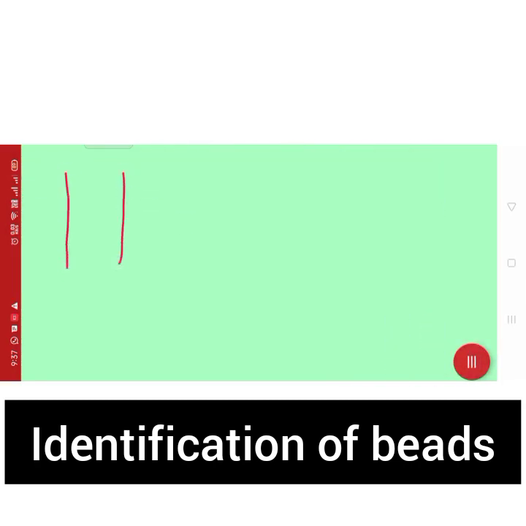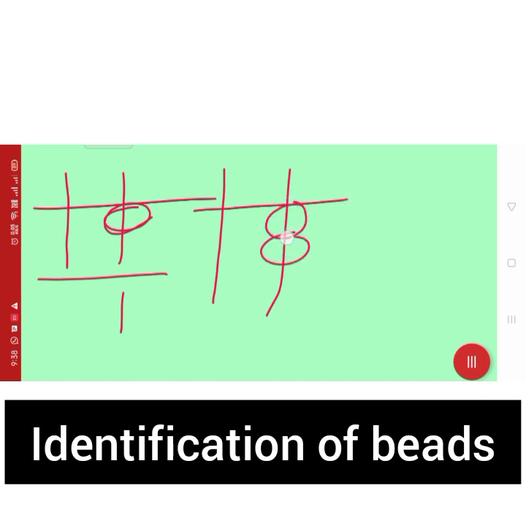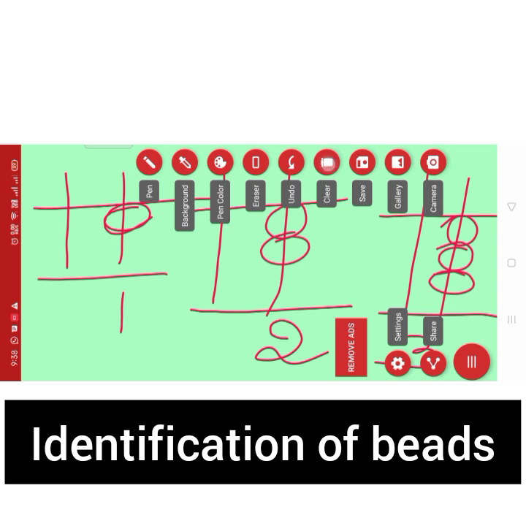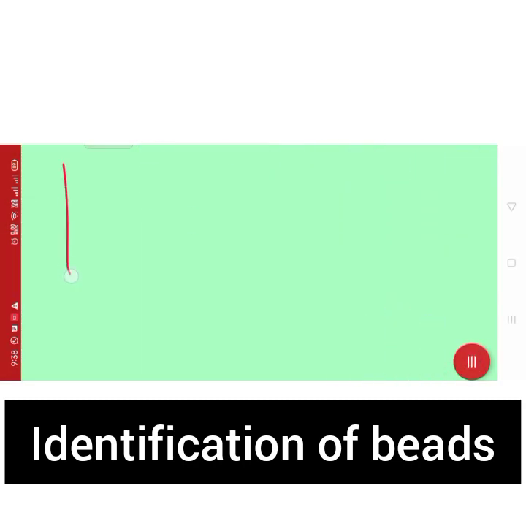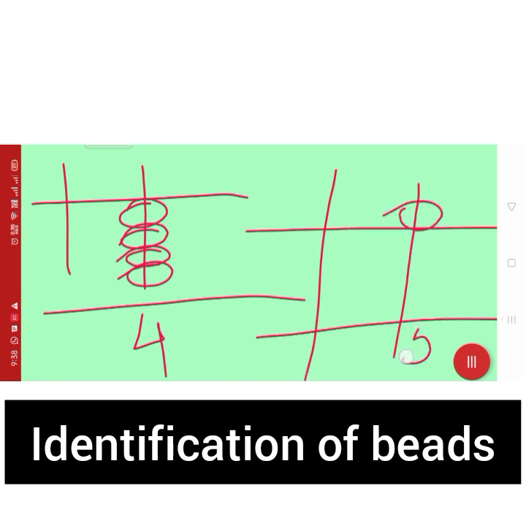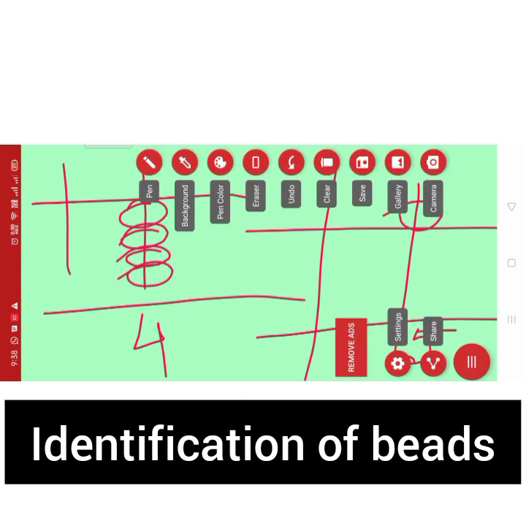So let's do once again. Tell me this number. It's 1. Done. Tell me this number. It's 2. Done. Tell me this number. It's 3. Done. Now identify this one. 1, 2, 3, 4. So it's 4, right? Now tell me this one. This is 5, right? Next.